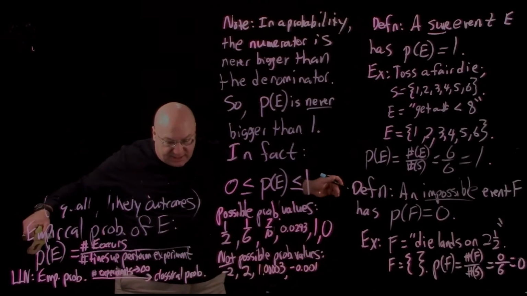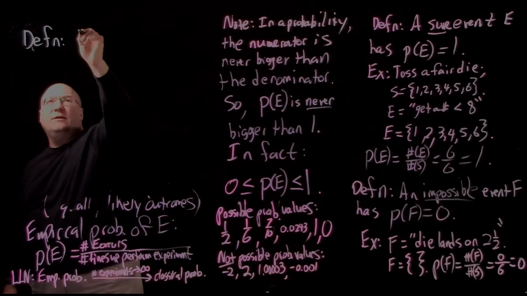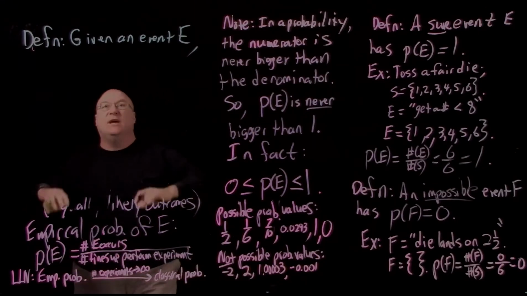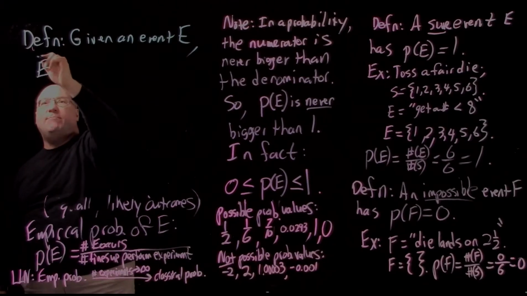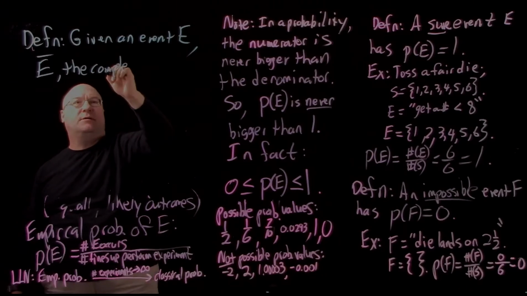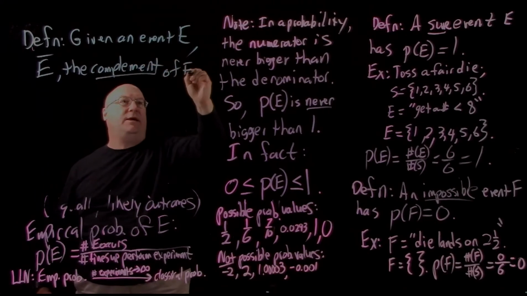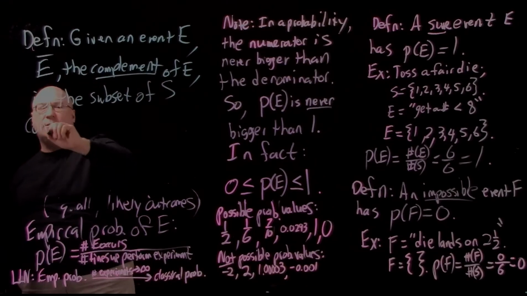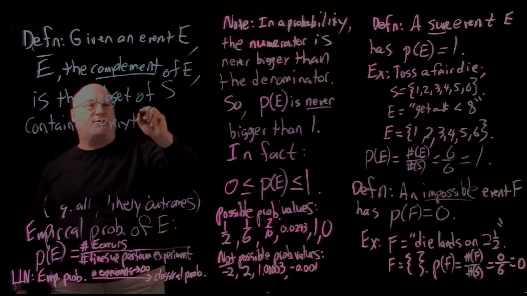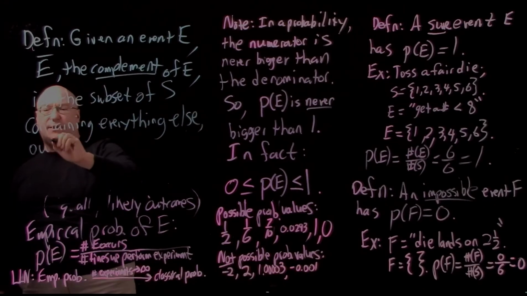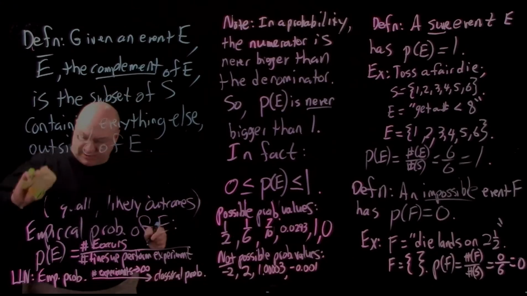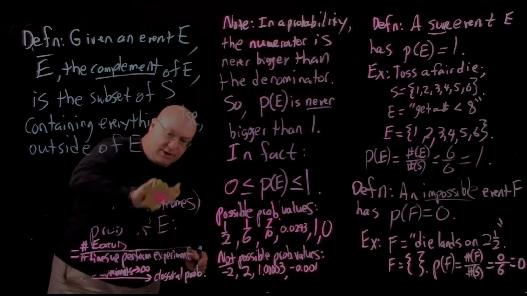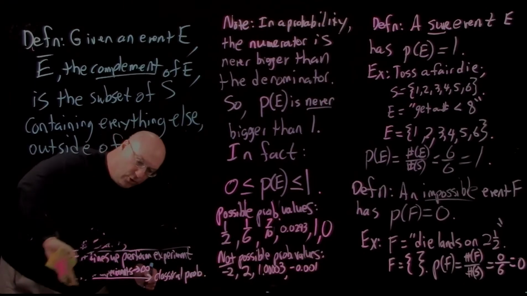Okay, given an event E, what's the complement of E? Definition. Given an event E, so our context is we have some random experiment, some sample space, some subset of the sample space E. We say that E bar, the complement of E, is the subset of the sample space containing everything else outside of E. So when you figure out what E is, the complement of E is everything else. The two don't have any intersection. They don't overlap at all. And together, when we put them together, they give you the whole sample space.